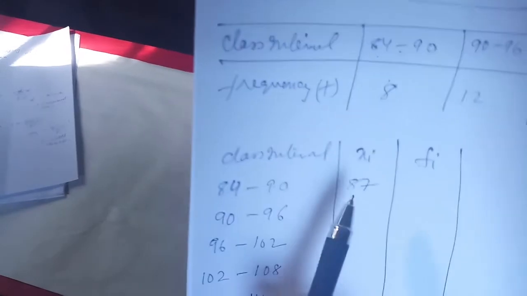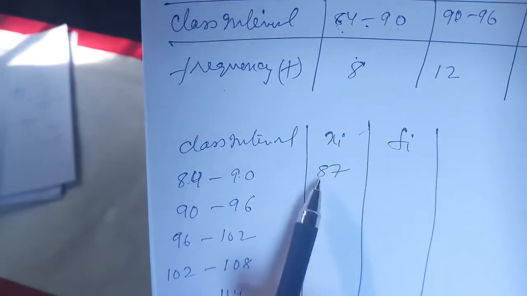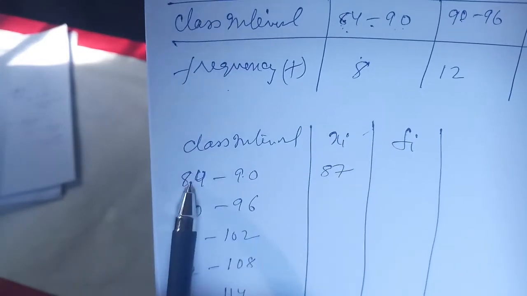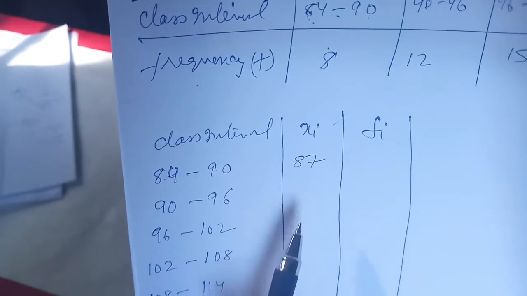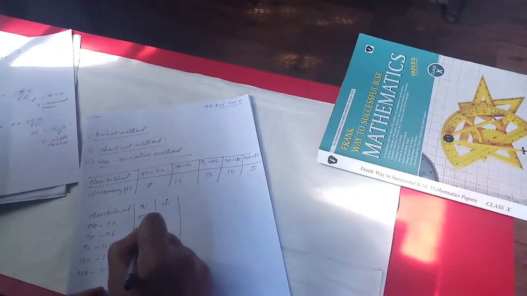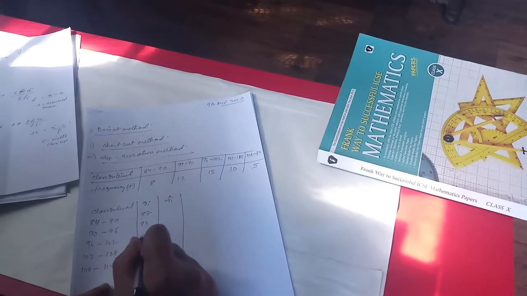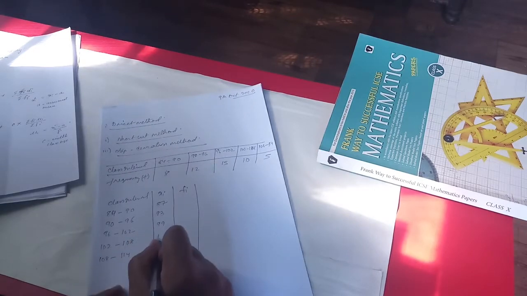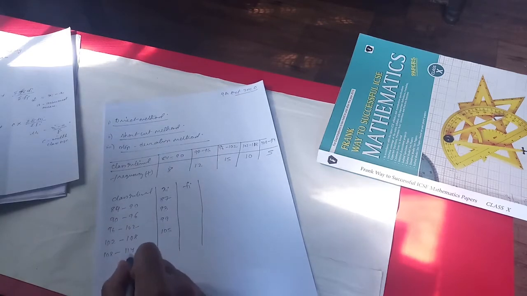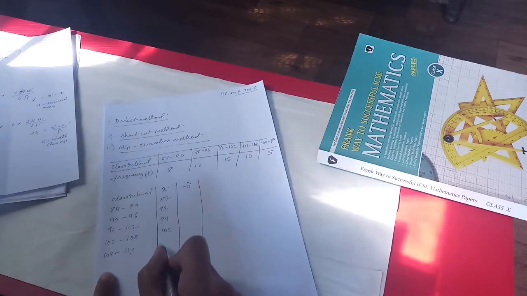So this class mark that you have found here is obtained by adding the two values and dividing by 2. In the same manner you have to do this. 90 plus 96 is 186, half is 93. 96 plus 102 is 198, half is 99. 102 plus 108 is 210, half will be 105. 108 plus 114 is 222, divided by 2, you will get 111.